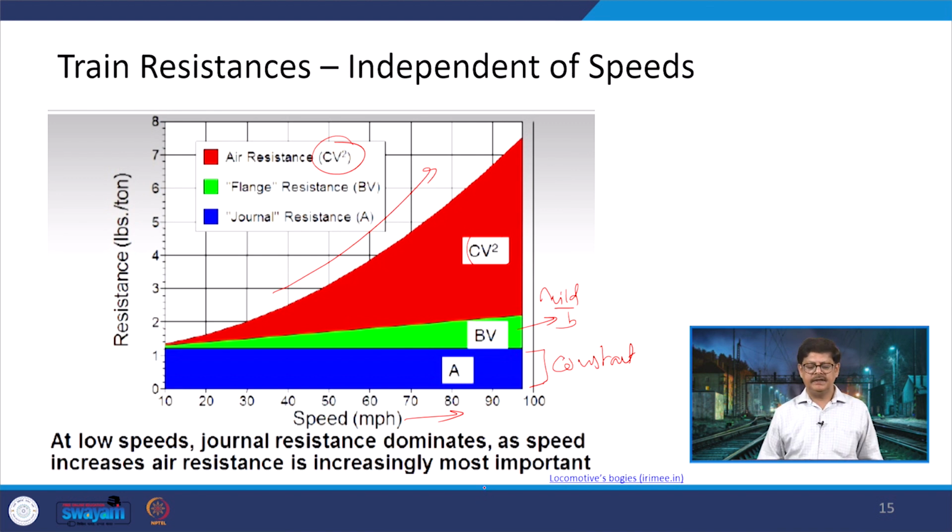So, you will find that it starts increasing at a much faster rate as soon as the speed starts increasing much more. So, if we talk about the lower speed spectrum, there the journal resistance is the highest one and it is causing the effect, but as you go ahead and come to the higher speeds, then it shifts to the air resistance.